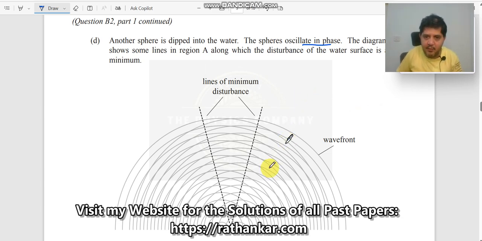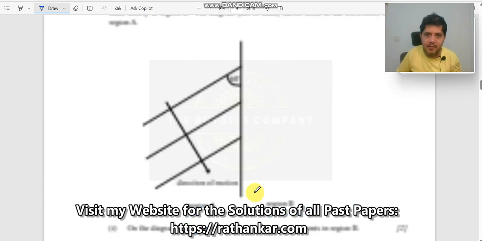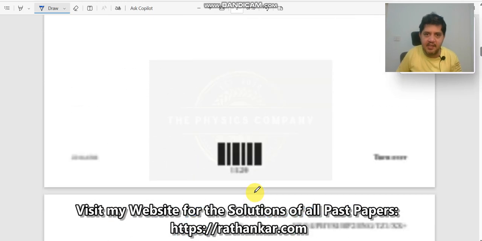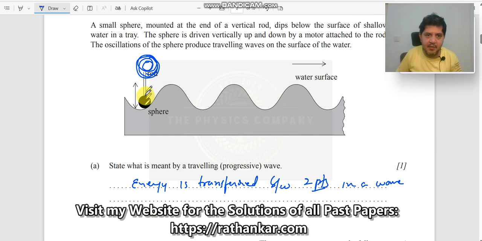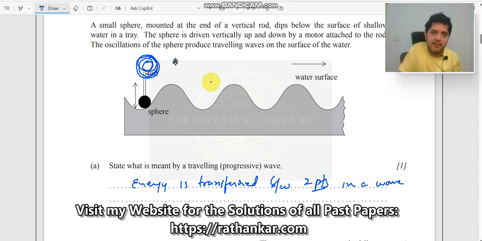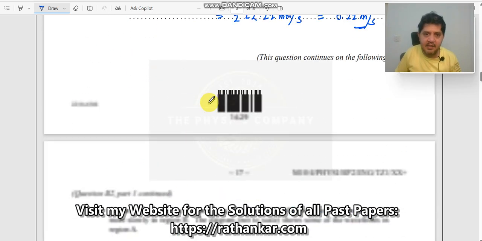Earlier we had only one sphere which had been dipped. I will show you how the experiment was conducted. Only one sphere was dipped, the motor was rotating like this, and as a result there were waves created like this. Now you put one more sphere somewhere over here, with a motor and a pipe connected to this, and then there are two parts oscillating continuously. Now what does it tell you?